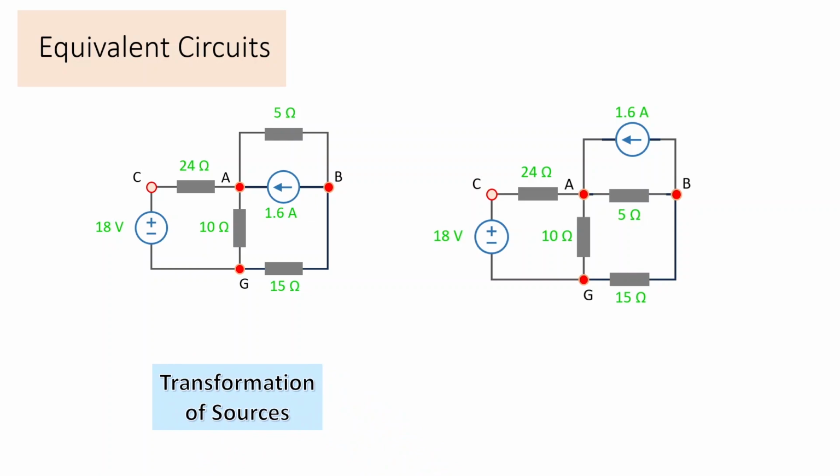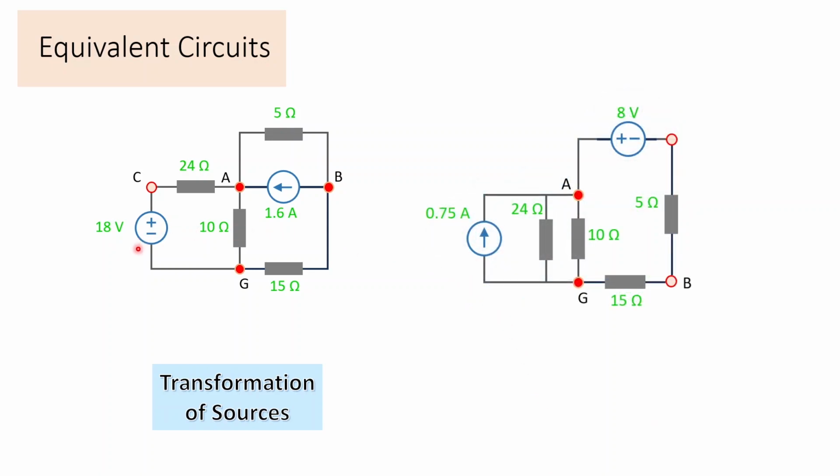And first we'll look at the transformation of sources. The transformation of sources lets us replace a constant voltage source in series with a resistor with a current source in parallel with the same resistor. Or a current source in parallel with a resistor can be replaced with a voltage source in series with that same resistor.